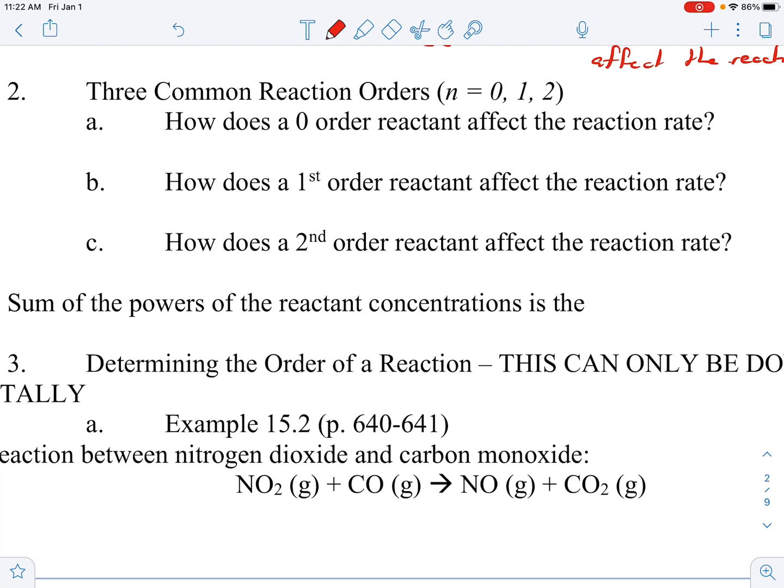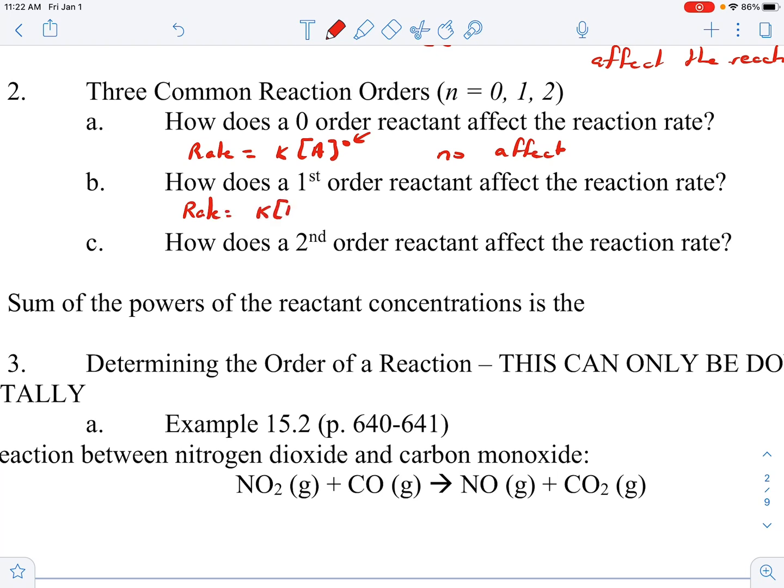So a 0 order reaction: if we look at our rate law mathematically, it should help us out. If this number up here is 0, anything to a 0 power is 1. So if I have a reaction order of 0, how will it affect the rate? There will be no effect, right? No effect. Hopefully that makes sense because 1 would be there.